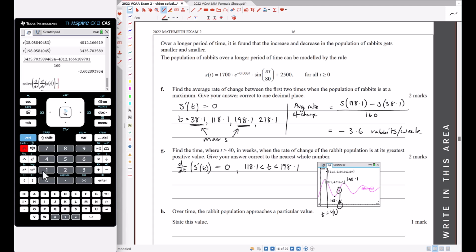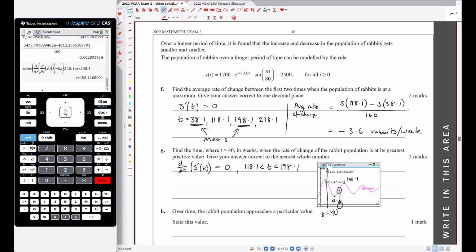Okay, so solving the second derivative equal to 0 for t, but we only want, given that we are between 118.1 and 198.1. Alright, so that happens when t is about 156.1. Find the time where t is bigger than 40 in weeks. Give your answer correct to the nearest whole number. So therefore, it's 156 weeks.